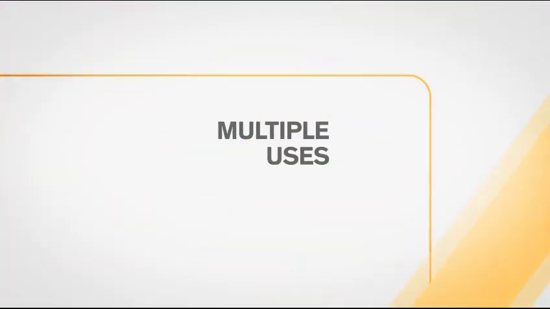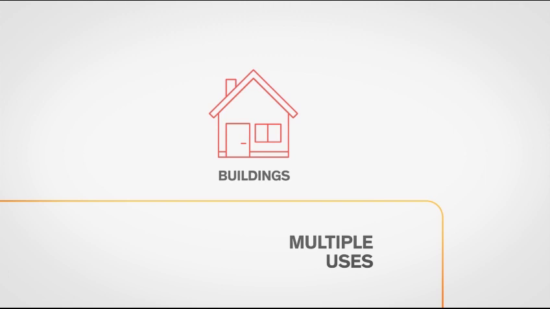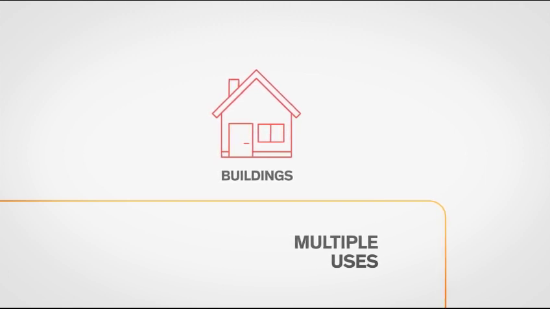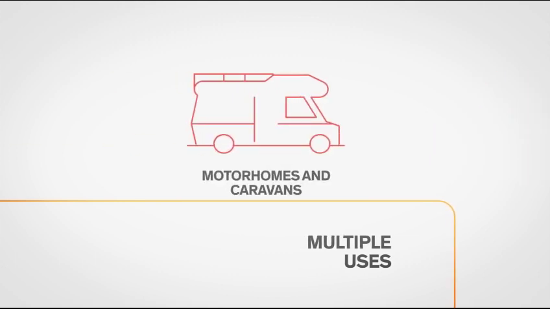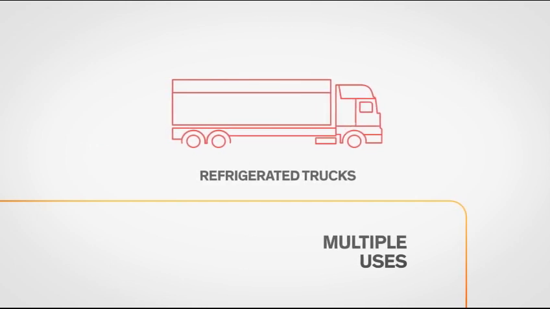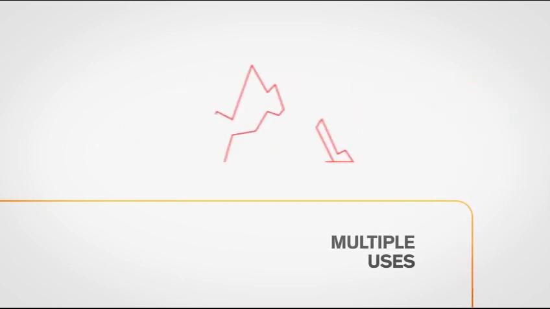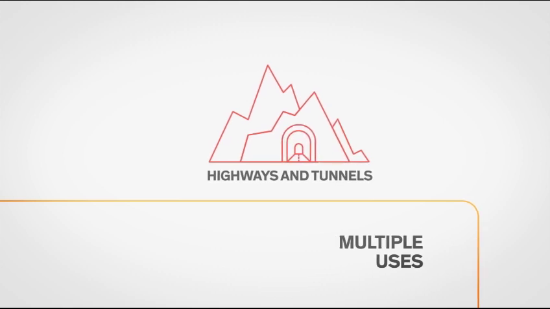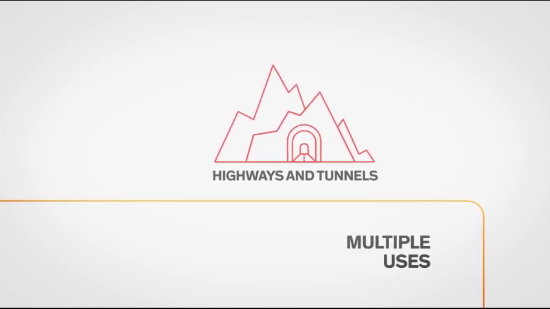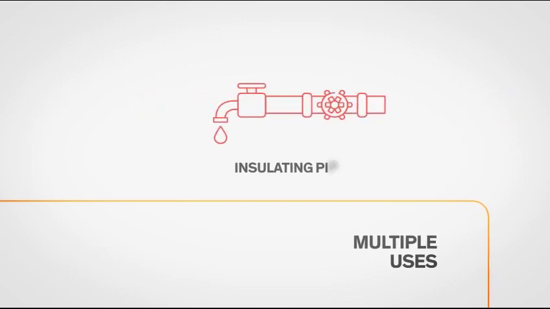Today, Styrofoam extruded polystyrene has multiple uses, with improving energy efficiency of buildings, supporting the fight against climate change, top of the list. Around the globe, it's even used as insulation material in motorhomes and caravans, as well as in refrigerated trucks for keeping food on the move cool and fresh. It's used for keeping our highways and tunnels safer by reducing ice formation, to insulating pipes that carry vital services such as water. It's even used to build fabulous movie sets and in flower arrangements.